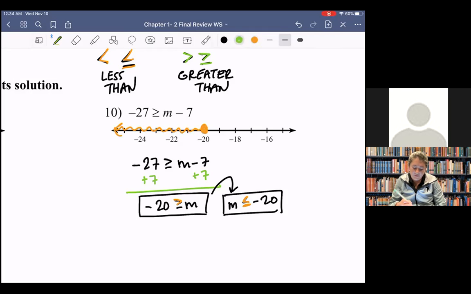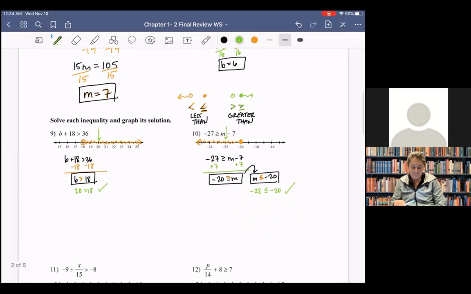Remember, if you're not sure, pick a number on this side. It's like maybe negative 22 and plug it in. So negative 22 is less than or equal to negative 20. Is it eating the right one? Yes, because when they're negatives, the smaller number is actually bigger. That sounded weird, but we want a less negative number. It's bigger. That is right.